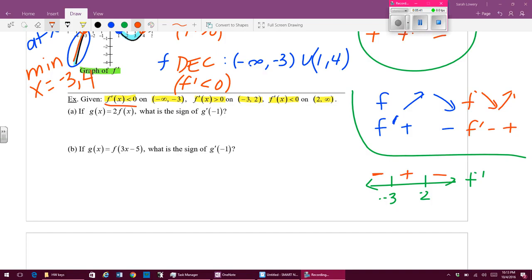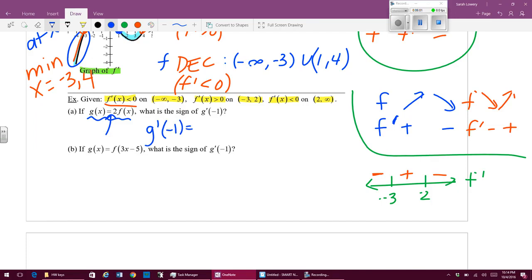Okay, so now that I have my sign chart of f, I'm now going to answer some questions about a new function which we're going to call g. And g has a vertical stretch factor of 2 on it. And the first question says, what is g prime of -1?